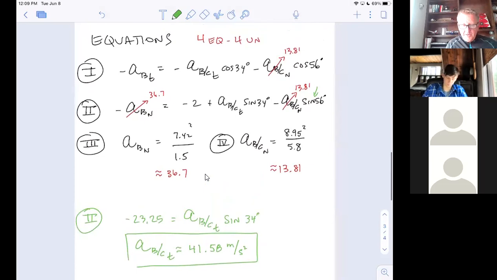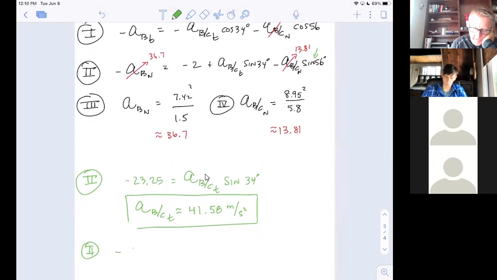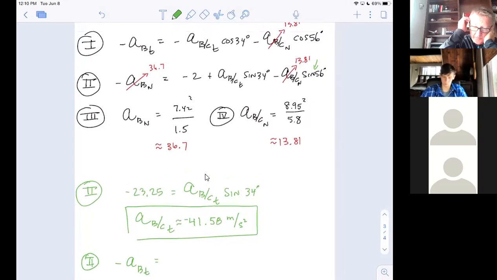Now that top equation, number 1, has 2 unknowns in it, but now I know one of them. So instead of the top equation having 2 unknowns in it, now it just has 1. Negative acceleration of BT is still an unknown. But I just figured out the acceleration of B with respect to T.